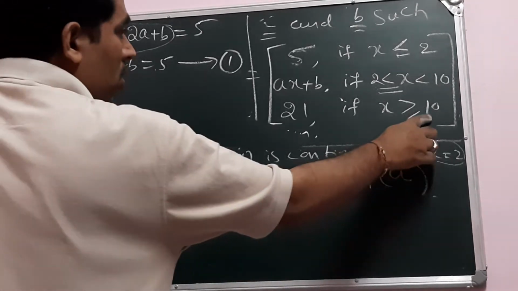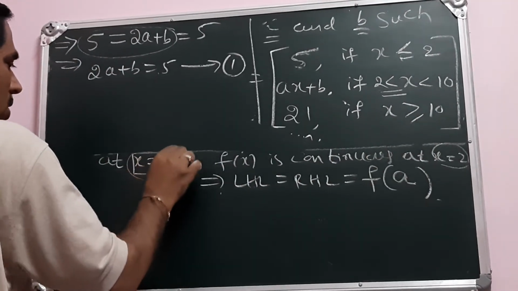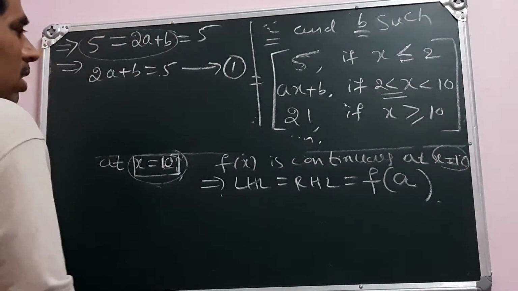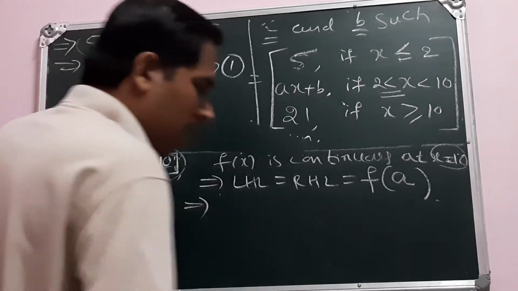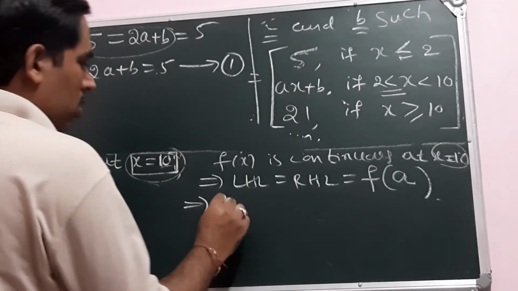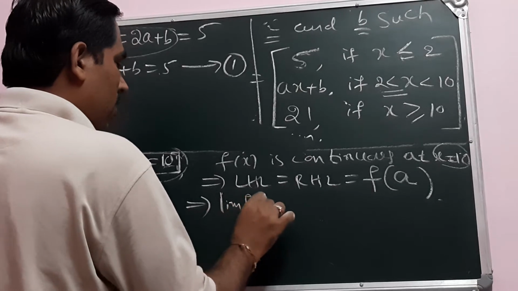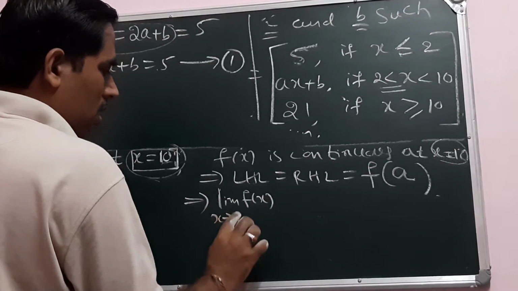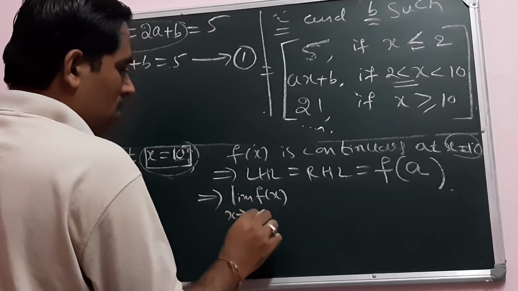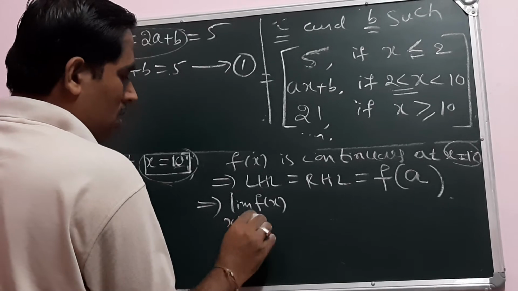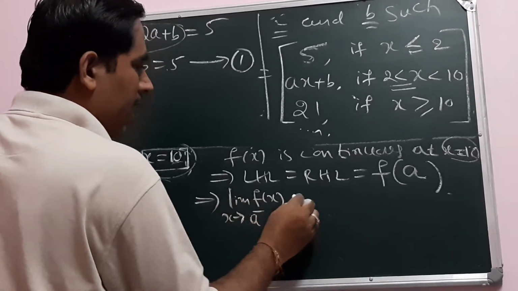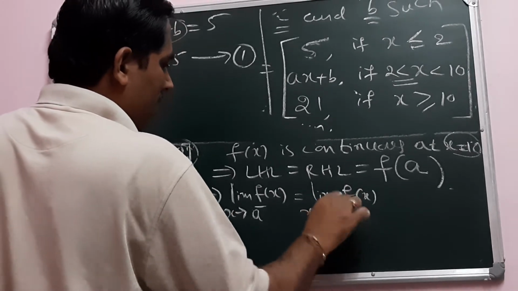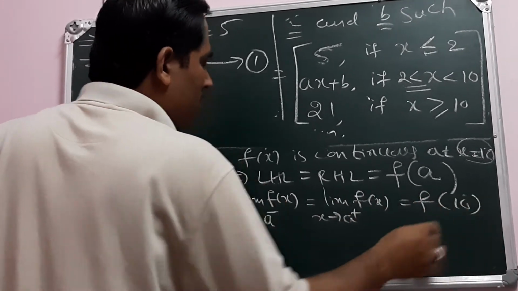See, at x is equal to 10. Let us consider another point. So f of x is continuous at x is equal to 10. So then the definition is same here. See, I am considering x is equal to 10. So what is the left hand limit? Limit of f of x as x tends to 10 minus, then limit of f of x as x tends to 10 plus is equal to what is this, f of 10.